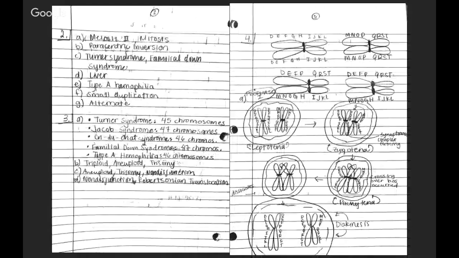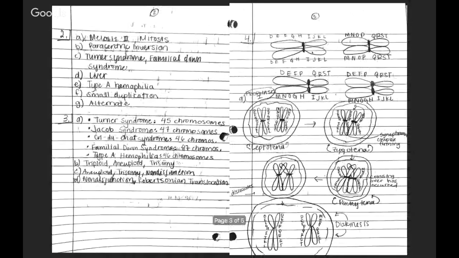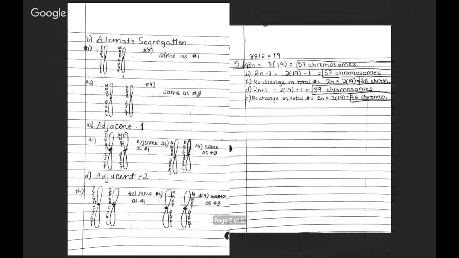Part B of number 4, identify the allele composition of the gametes produced by alternate segregation. Alternate segregation, if you look up here, let's see, we're going to call this chromosome 1 and this chromosome 2 because that's what happens in alternate segregation. It forms these chromosomes and another set, and then these chromosomes and another set. The crossing over occurs here.